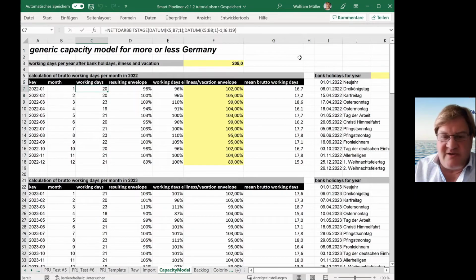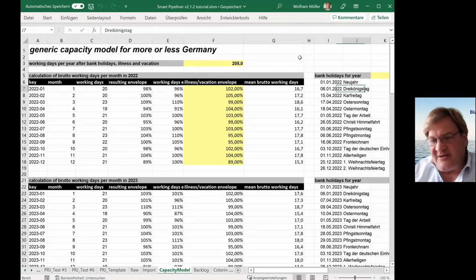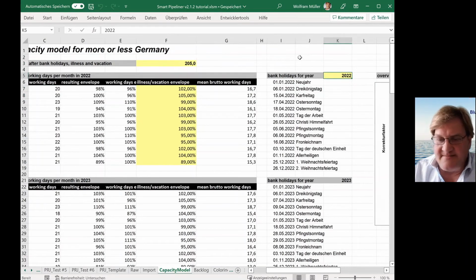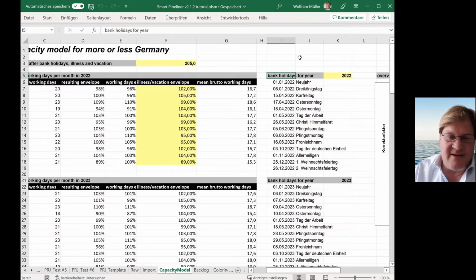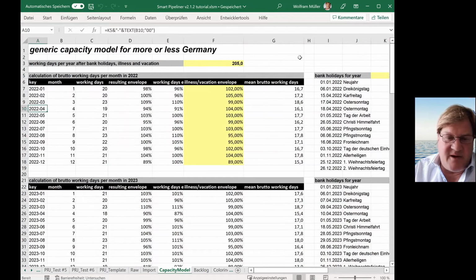And what we also do is calculate bank holidays. So you do not just have working days, but also bank holidays, so we reduce the working days per month by the bank holidays. And you already see in April, there are a lot of bank holidays. So you just have 19 days really at the desk in 2022.